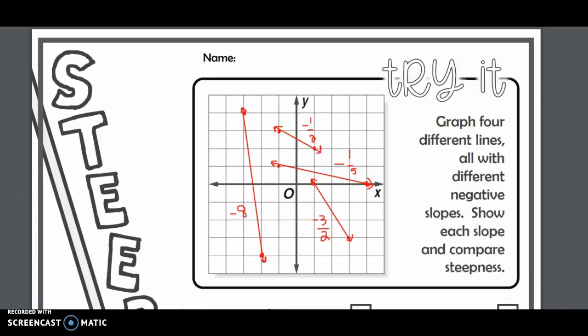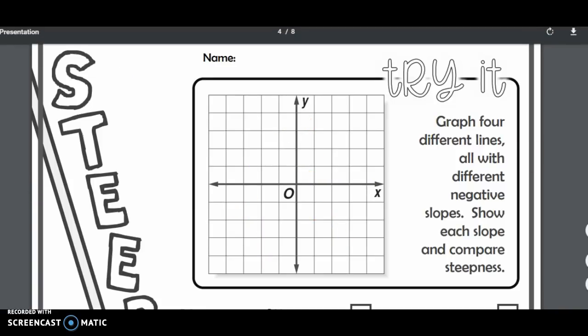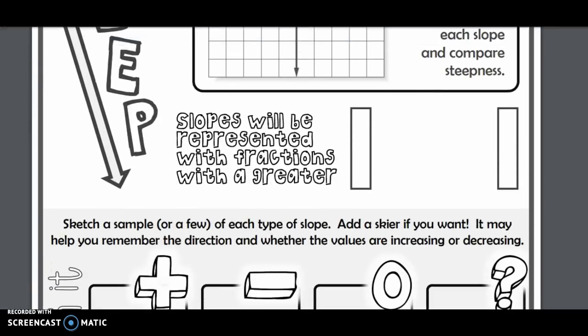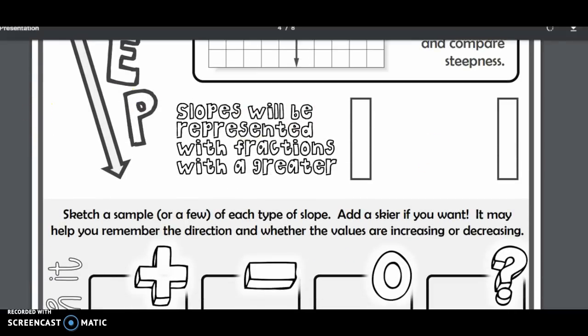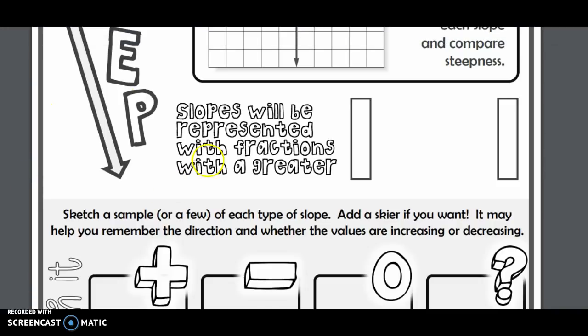I'm going to scroll down, so make sure you have these before I clear the screen. And I want you to remember this. Slopes will be represented with fractions with a greater absolute value. So in other words, the numbers with the greatest absolute value are the steepest. So the greater the absolute value of the slope, the greater the steepness is. Once you have this, we're going to move on down again, and I have a video for you to watch before we do much else.